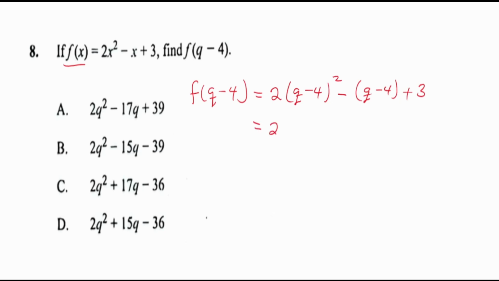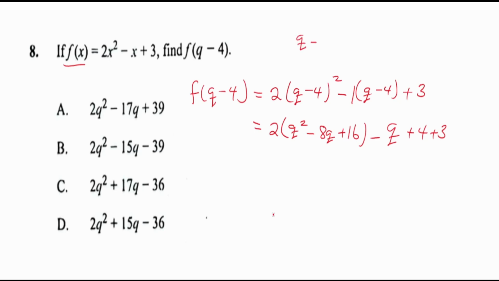This will give us 2. This is a perfect square. So using binomial expansion, this is going to be q squared minus 8q and then plus 16. Then we have an invisible negative 1 here, so that becomes negative q plus 4 plus 3.